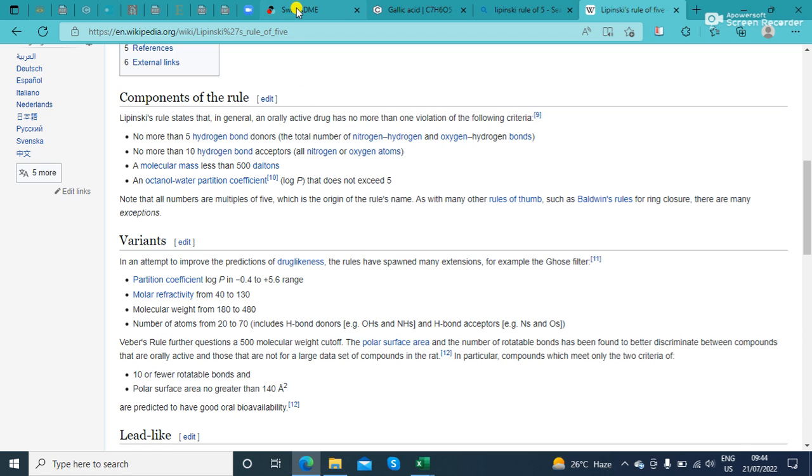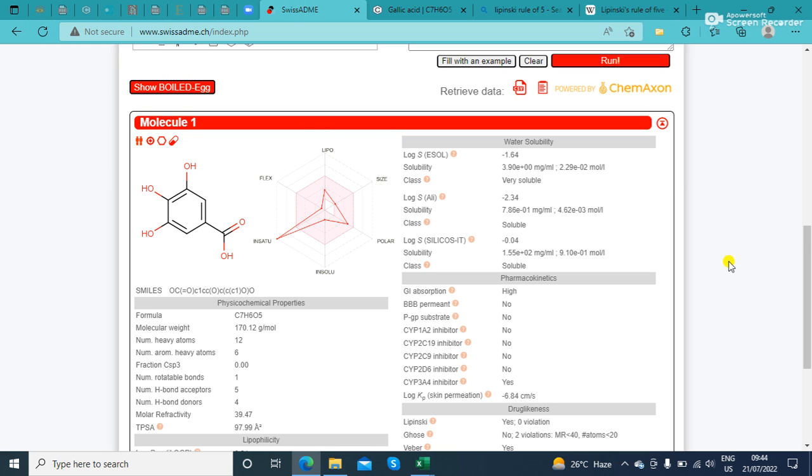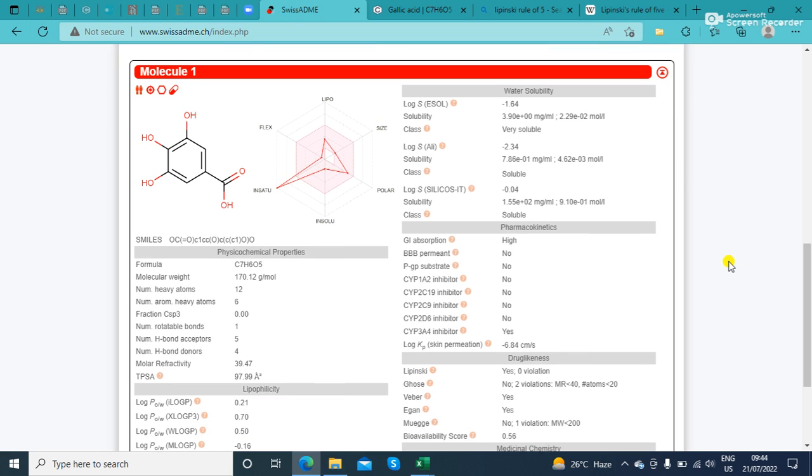So when we come back on our Swiss ADME database for this particular compound, if we look for the molecular weight first, we have our molecular weight here. I will highlight it. This is the molecular weight of our compound, 170.12 Dalton, gram per mole. So this one is less than 500, so the first rule is respected.